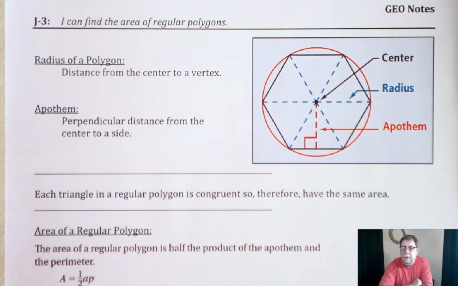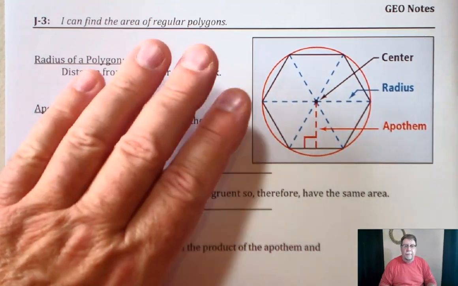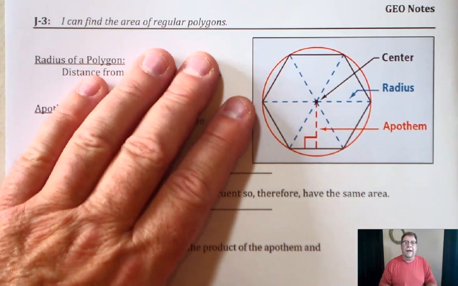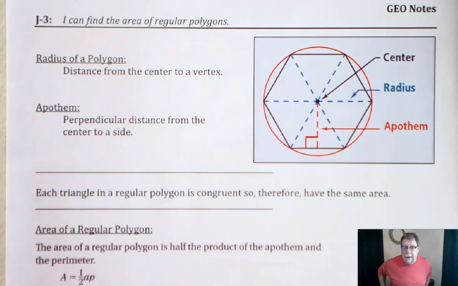It's been pretty easy up to now. Today is where it turns a little more difficult. It's not too bad. We do have another formula to add to our arsenal of area formulas. We'll get to that in a moment, but we want to talk about regular polygons. How do I find the area of a regular polygon?